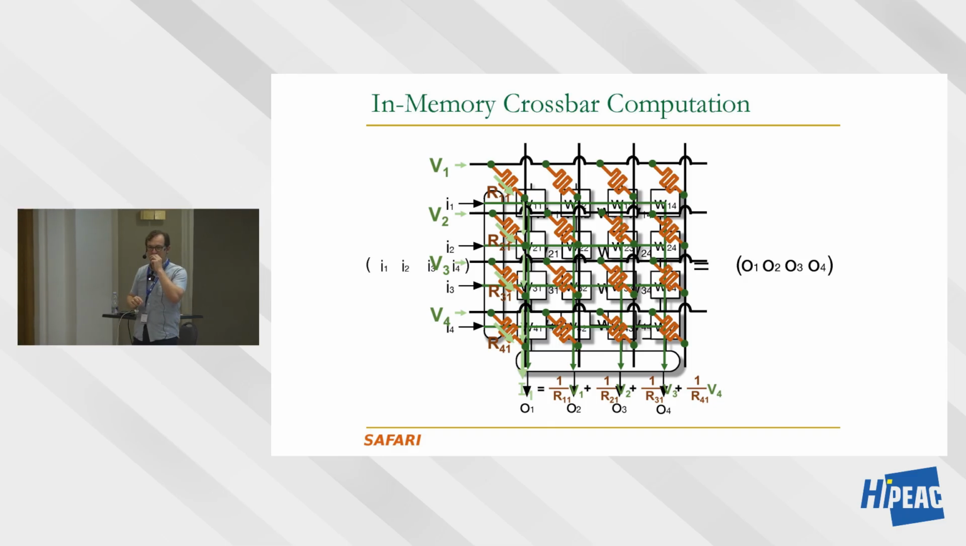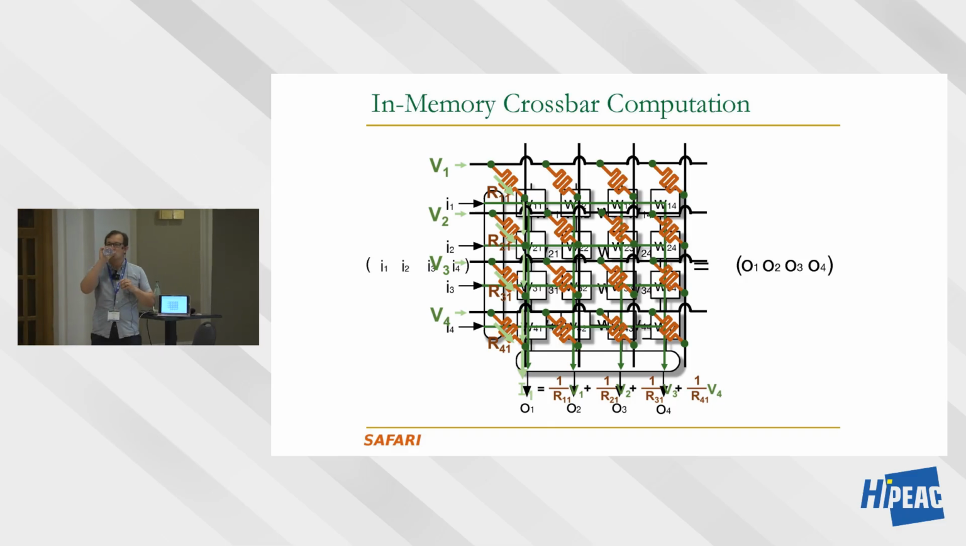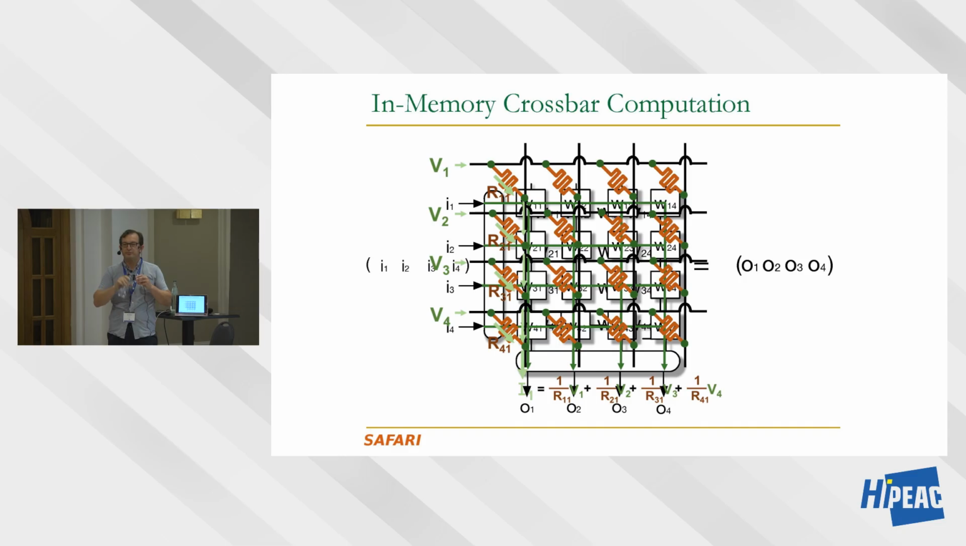Yes? How do you affect the silicon process and your manufacturing view? You have resistors, you probably don't have exact resistors. Yeah, so basically how do you deal with variation? That's the question, I think, right?